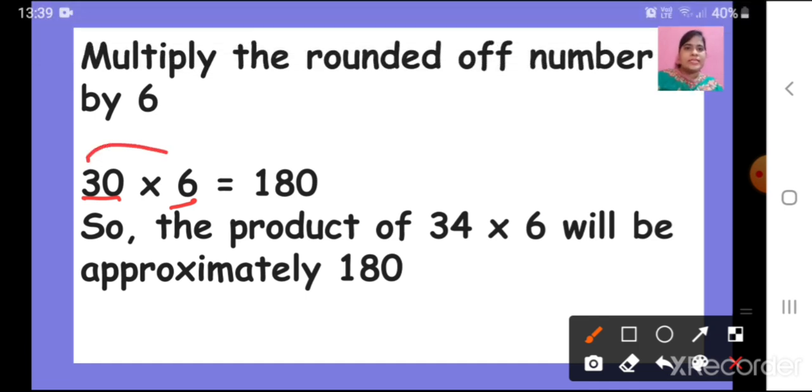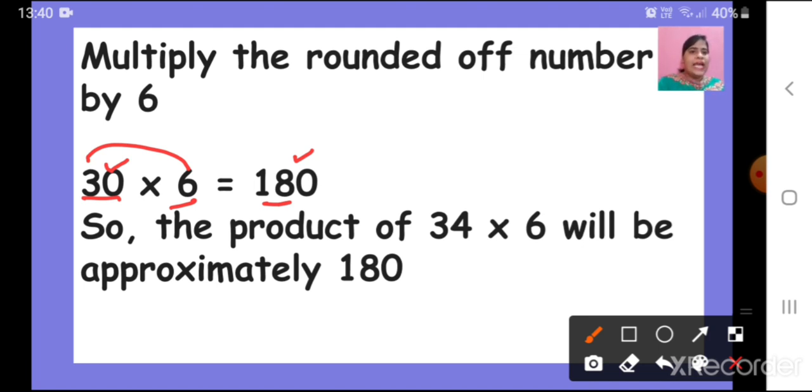Okay. Children, 3 into 6. 3 6 is 18. And there is 1 0. So write 1 0 at the end. So 30 multiplied by 6 is equal to 180. So what is 180? It is our estimated product. So you will write down below. So the product of 34 into 6 will be approximately 180. Approximately means estimated. A nearby value or a rough value.